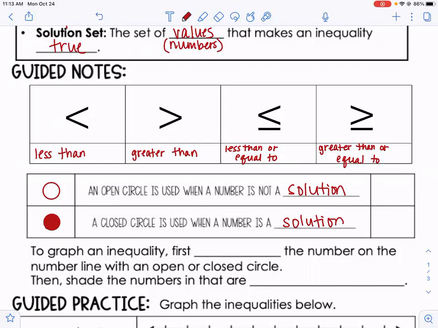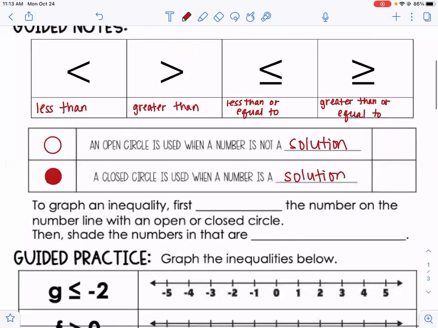So we have 4 symbols up here. Which symbols are we using open circles for? Open. Okay, these 2 right here where there's no line, those are going to have our open circles. Our closed circles are going to be when we have that equality there. So literally our only job today is to take an inequality and graph it, or take a graph and write what that inequality is.